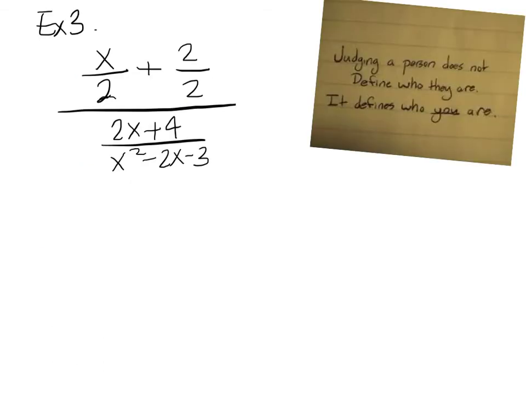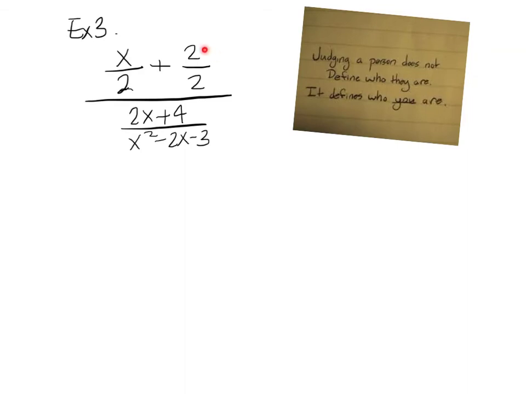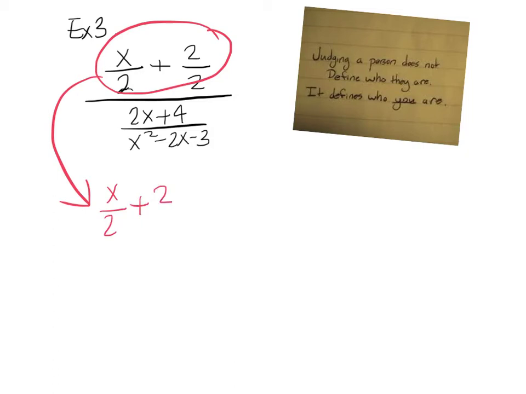Okay, now this problem looks a little bit different because now we have two fractions in the numerator, which automatically means I'm going to have to do a little bit of work up here before I can rewrite it. So what I'm going to do is take this and think about it down here. So I have x over 2 plus 2 over 2.